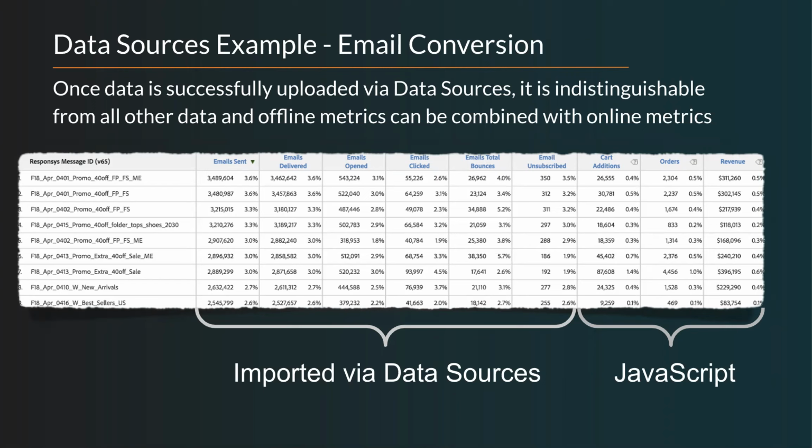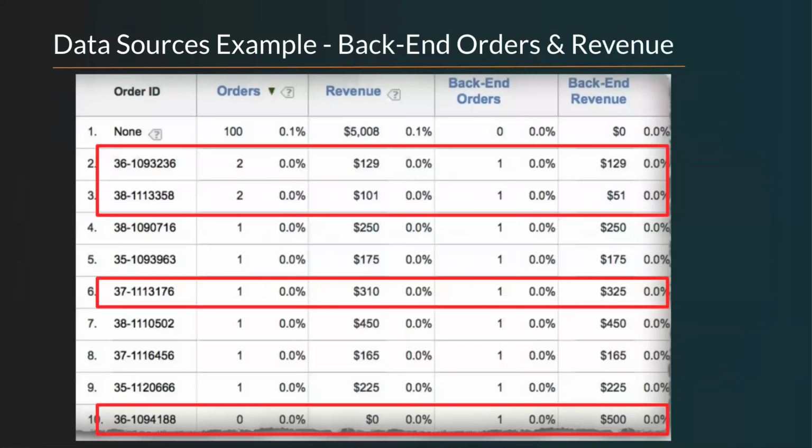And this is just one example using email just to show that your users really wouldn't be able to distinguish which was kind of JavaScript and which was data sources. Here's another example of a case where I've used data sources in the past where I had a client that had an order ID eVar. And then what they did is they wanted to see their online orders and online revenue compared to what their backend system thought.